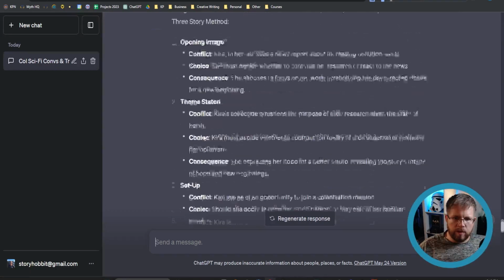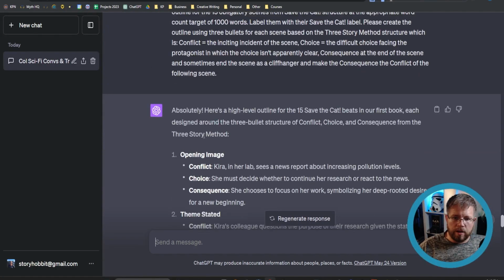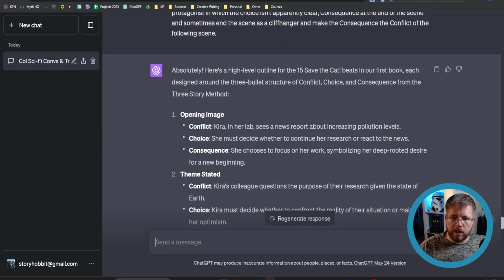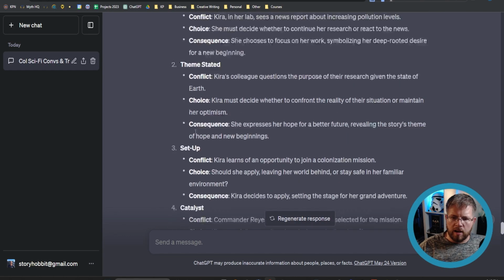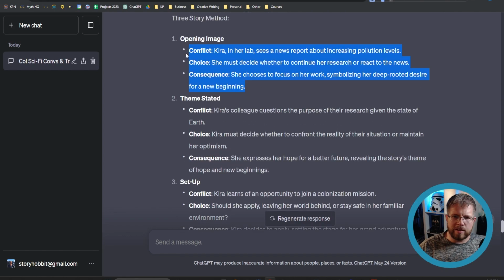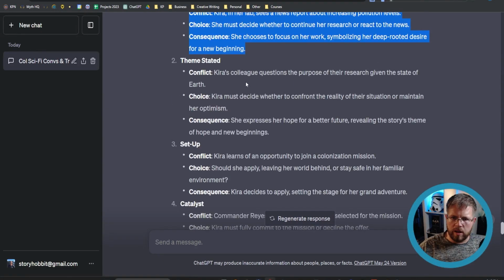Okay, we've got the whole thing, and it actually did better than I thought it would. We have the opening image. Kira in her lab sees a new report about increasing pollution levels. It's using this three-story method structure. She must decide whether to continue her research or react to the news. She chooses to focus on her work, symbolizing her deep-rooted desire for a new beginning. So this isn't perfect. I would definitely modify this myself, but it's given us a good starting point.